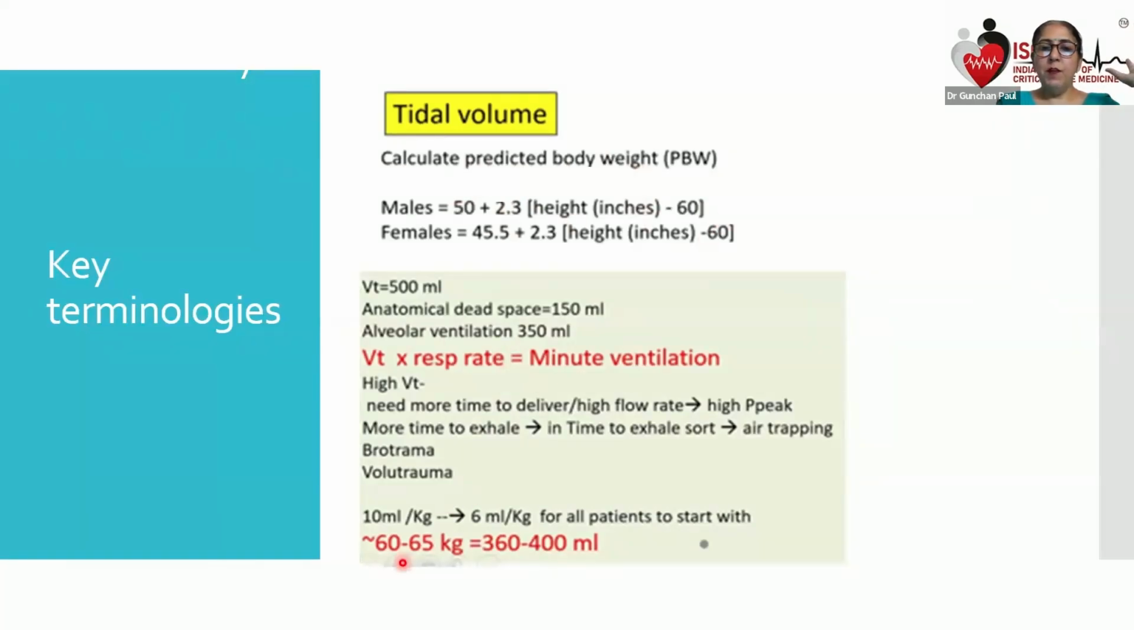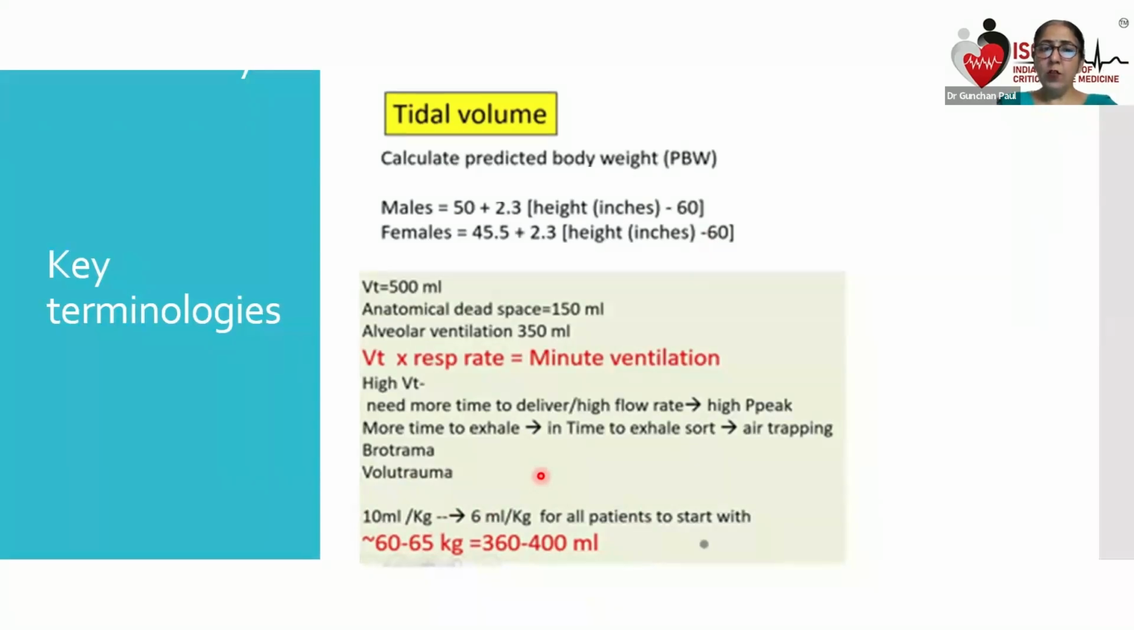So you can roughly remember for a 60-65 kg patient, we want to give 6 ml per kg of gas. So that comes out to be roughly 360 to 400 ml. So if you want to initiate ventilation and you want to set the tidal volume, around 360, 400 to 450 is adequate for a normal adult patient. Initially 10 ml tidal volumes were used, but now it is thought that with this high tidal volume, it can cause trauma to the lung.